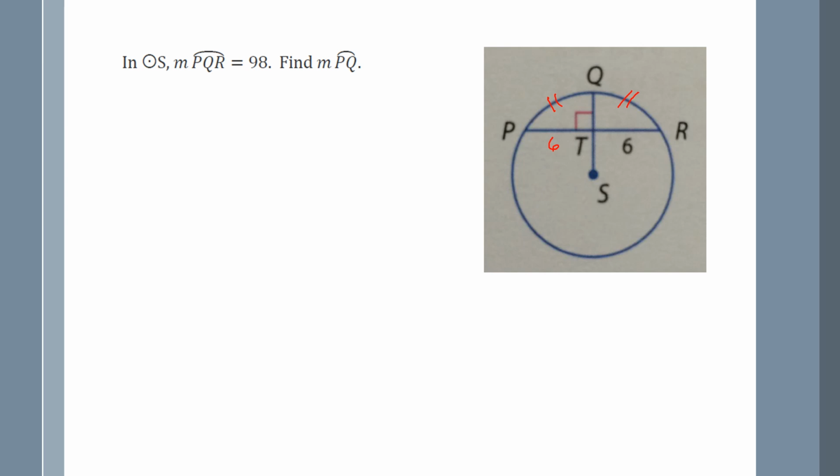So if the measure of arc PQR equals 98, then half of that would be the measure of arc PQ, which would be 49.